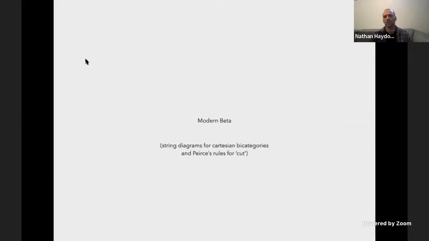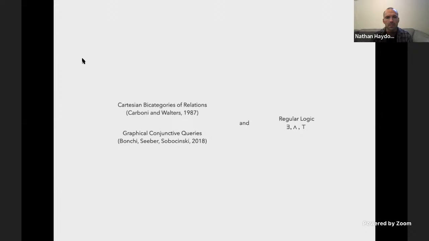So let's look at this modern reconstruction of Peirce's beta graphs. Cartesian bicategories of relations are a kind of categorical presentation of relations from 1987. And there's a nice string diagrammatic version of them in a paper by Filippo and Jens and Pavel from 2018. There's another paper by Fong and Spivak on, I think it's graphical regular logic.